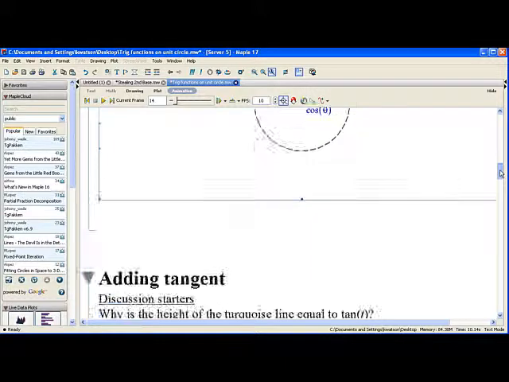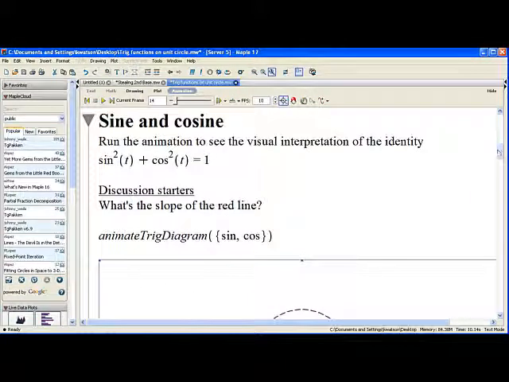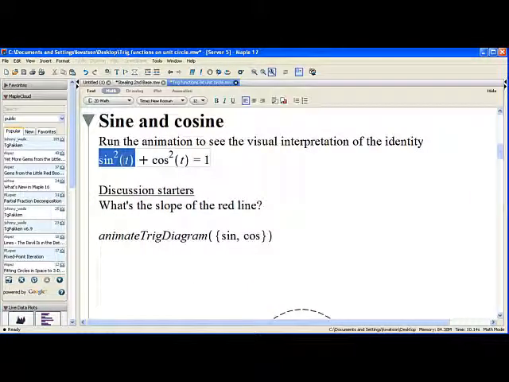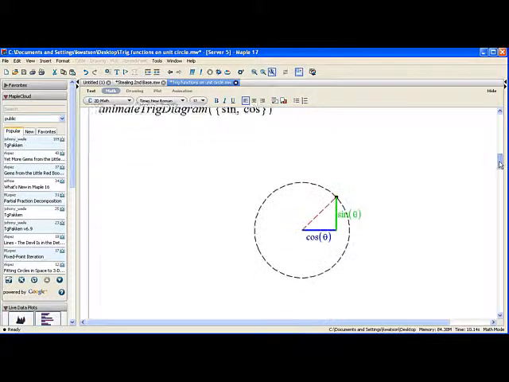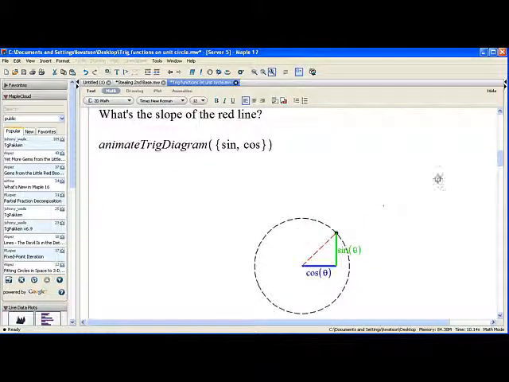And kids should right away be able to spot this identity. By the Pythagorean theorem, the sine squared plus the cosine squared must always equal 1. This is a squared plus b squared is c squared, where this is the hypotenuse. This one is usually pretty easy for students to grasp, even if we don't have an animation.